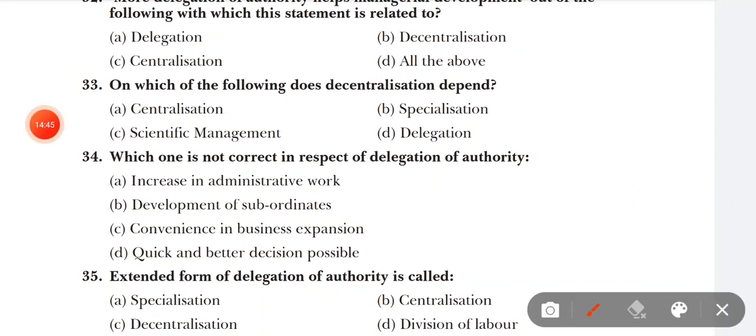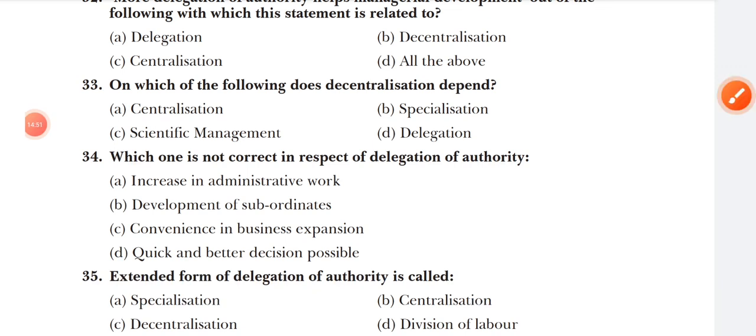And the correct option of this question is option C, decentralization.